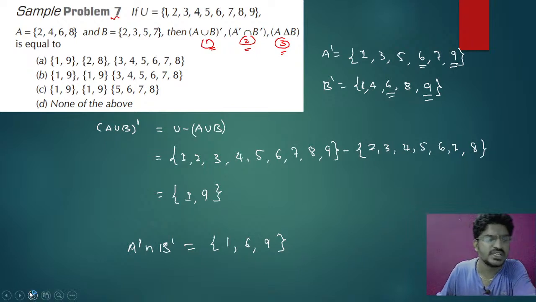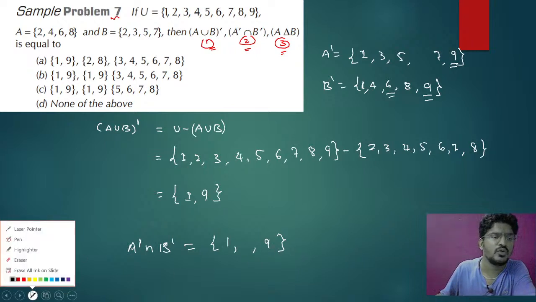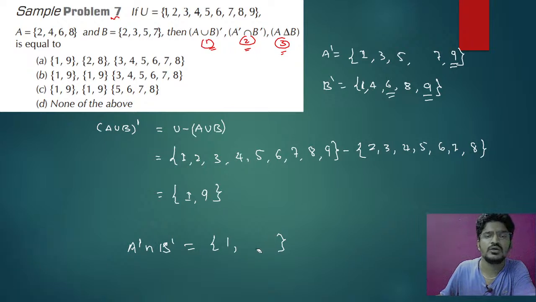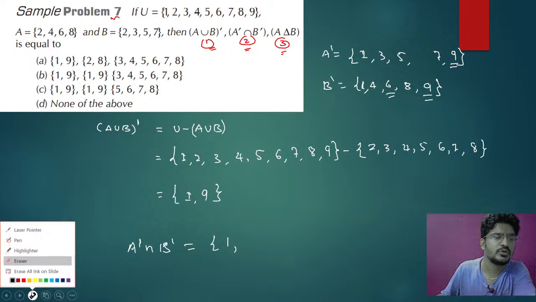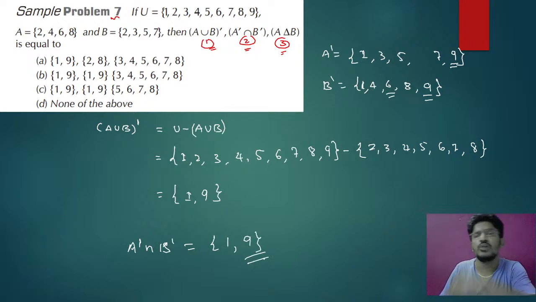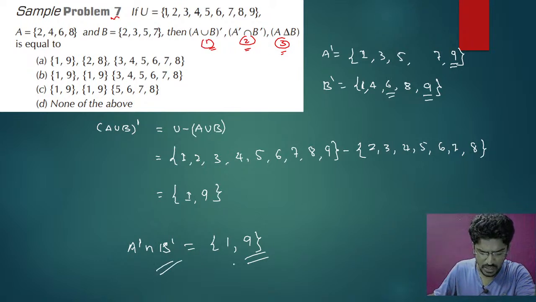Okay, sorry. 6 is not present in A complement. Sorry for that. 6 is not present in complement of A, and 6 is not present here also. So we will get only 1, 9. Clear? Very good. So see here, A intersection, A complement intersection B complement is 1, 9.